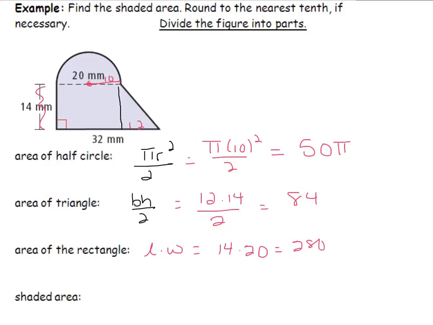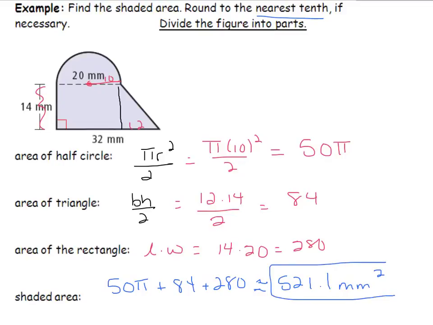All right, so now, pi here is going to have to be taken care of, but if you type it into your calculator, we've got 50 pi plus 84 plus 280. It equals about, now remember to the nearest tenth, 521.1. Now don't forget your units, we're looking at millimeters. And then since it's area, it's got to be squared.